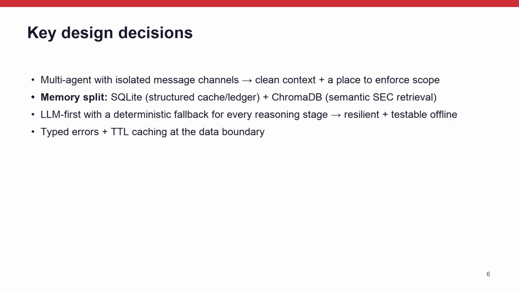Third, and this is the one I'd most recommend to others, every LLM reasoning stage has a deterministic fallback. So if the model times out, hits a quota, or returns malformed output, that one stage drops to handwritten logic and the run still finishes. That's also why my whole test suite runs with no API key. And fourth, typed errors at the data boundary, so a rate limit looks different from a real bug.